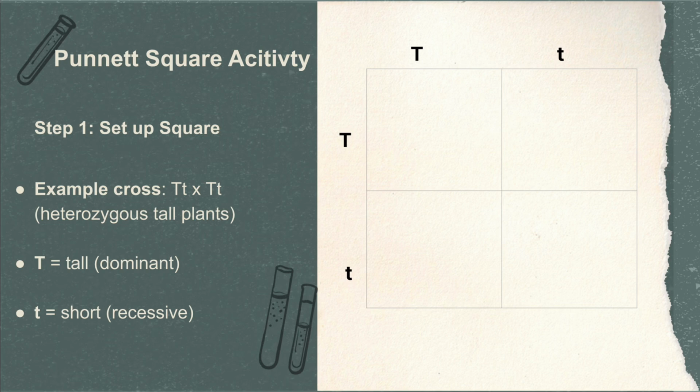I would draw a 2x2 table, and I would put the letters on top, like how they're placed right here. And I would put a capital T on top, lowercase t next to it, and then a capital T on the left side, with the lowercase t on the bottom of it. After setting up the box, I would start combining the letters to be able to fill out the Punnett square.